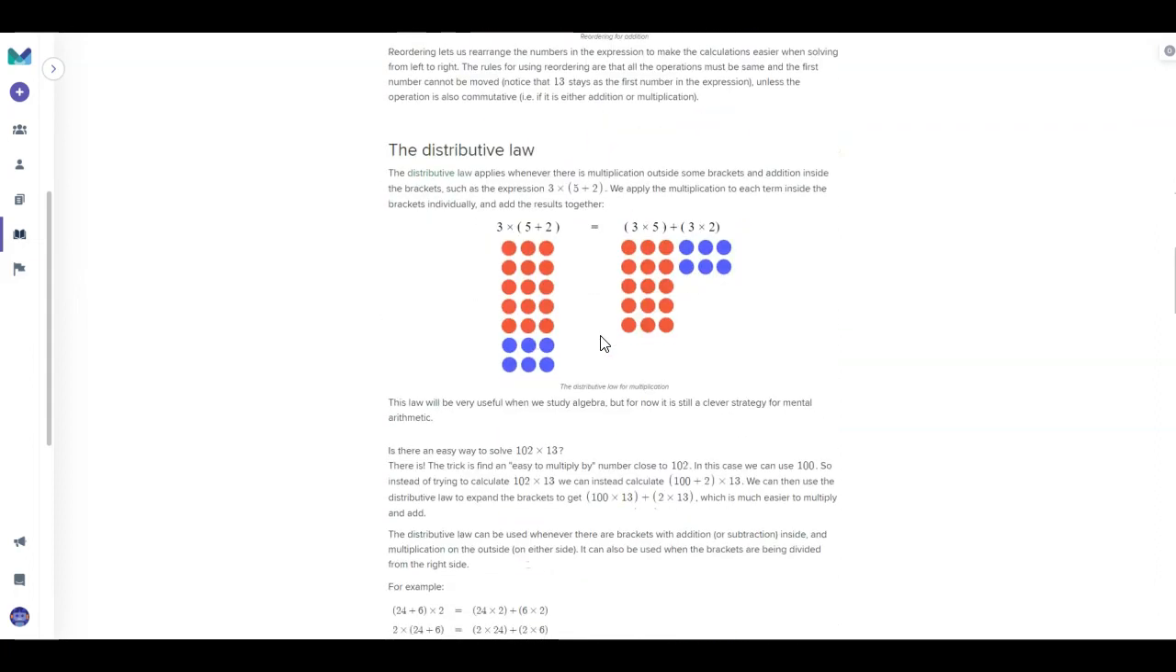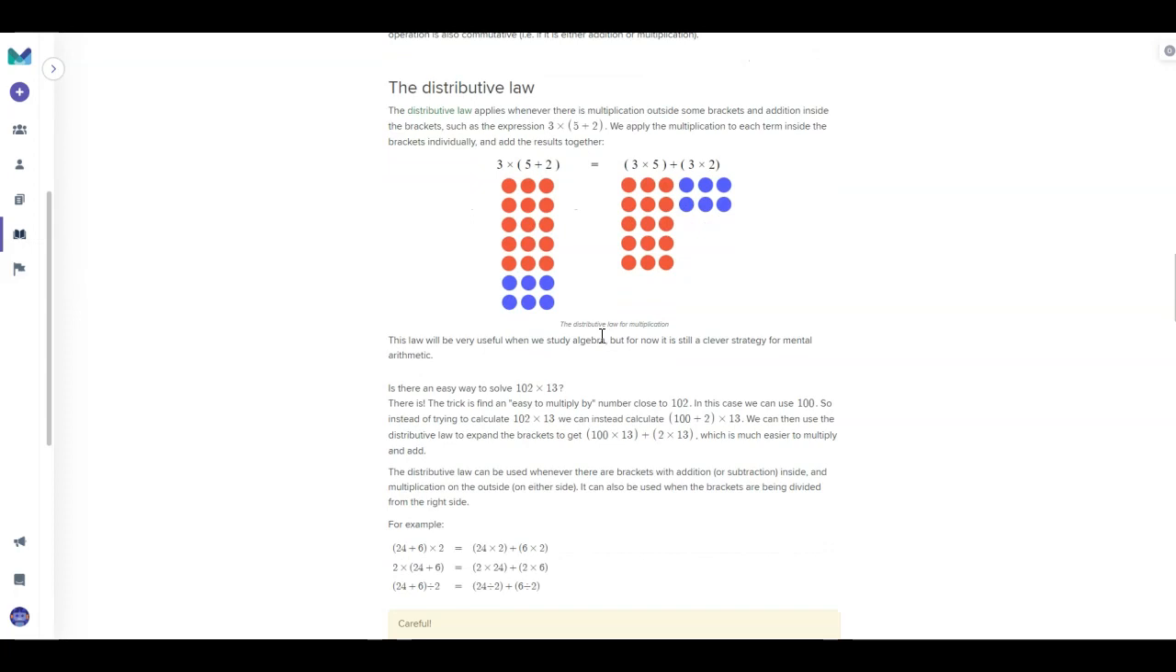And I'm going to go down to the third law that they're listing. Now, this one can seem the trickiest because there's a few parts to it. So again, it's building on what we've already talked about, and it's called the distributive law. Now, this distributive law basically says if you have a number multiplied by something in brackets that's either added or subtracted, then you can distribute that multiplication. Let's see if we can try and understand what I mean by that.